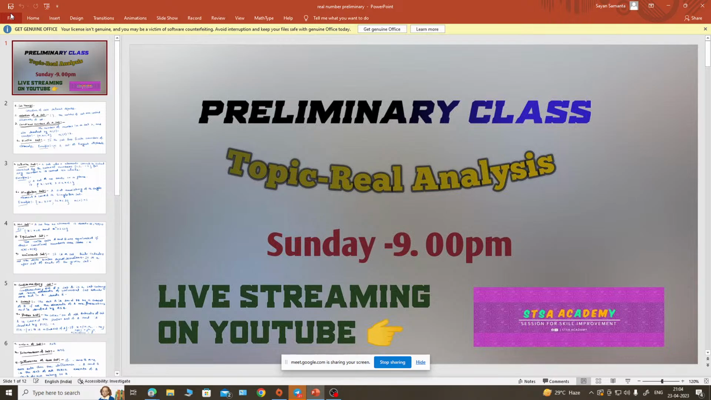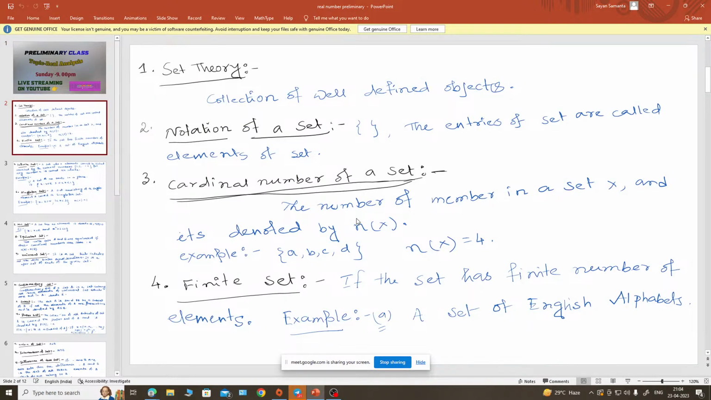Today our discussion topic is preliminary class, that is real analysis. Okay. So let's start. So first is, what is set? Set is a collection of well-defined objects. So set means the collection of well-defined objects.